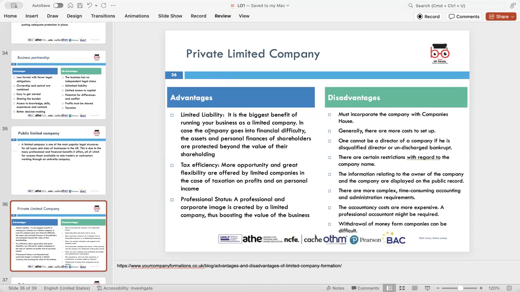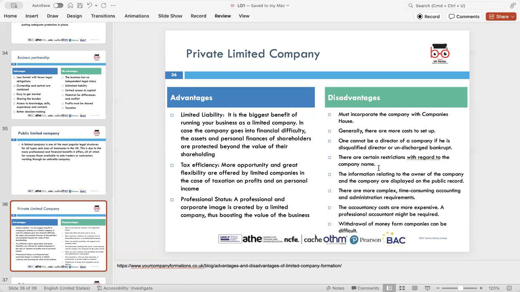Advantages and disadvantages. Limited company advantages are limited liability, tax efficiency, professional status. When we talk about disadvantages: incorporation requirements, higher setup costs, director eligibility. I mean, you cannot be a director if you are disqualified or an undischarged bankrupt. Then name restrictions: there are rules and restrictions regarding the choice of the company name.